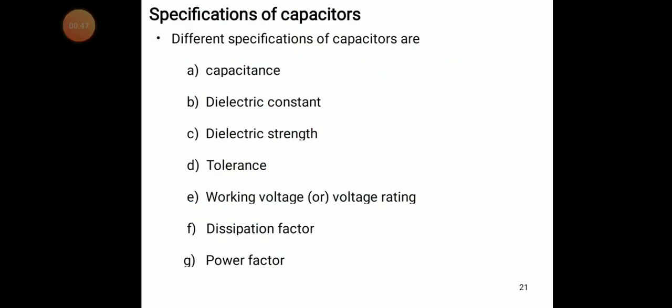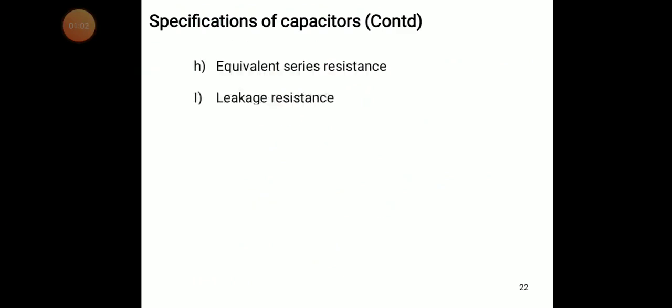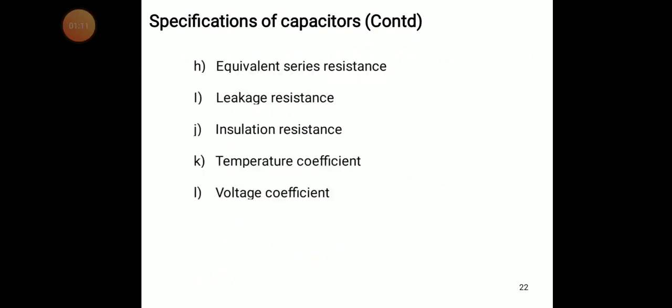Specifications of capacitor. Different specifications of capacitors are capacitance, dielectric constant, dielectric strength, tolerance, voltage rating, dissipation factor, power factor, equivalent series resistance, leakage resistance, insulation resistance, temperature coefficient, voltage coefficient, and stability. These are the specifications of the capacitors.